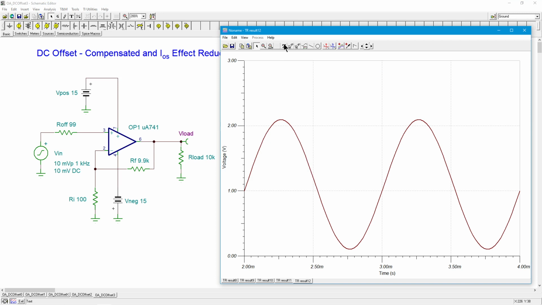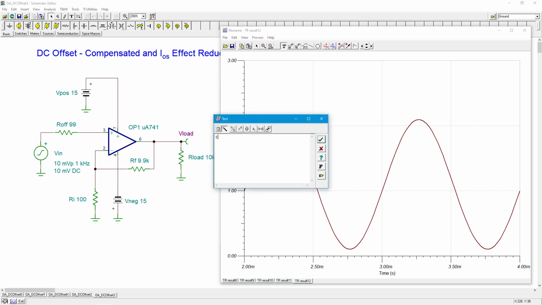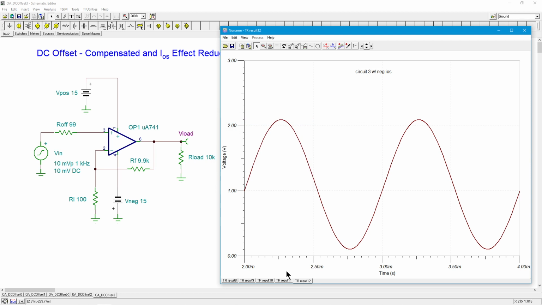All right, so this is circuit 3 with the mod. All right, so I think this was the circuit 3 without the mod. All right, so there's no change. There's no real change. And that tells you something very important. What it tells you is that the contribution, IOS times RF, is orders of magnitude smaller than the first contribution, VOS times noise gain.